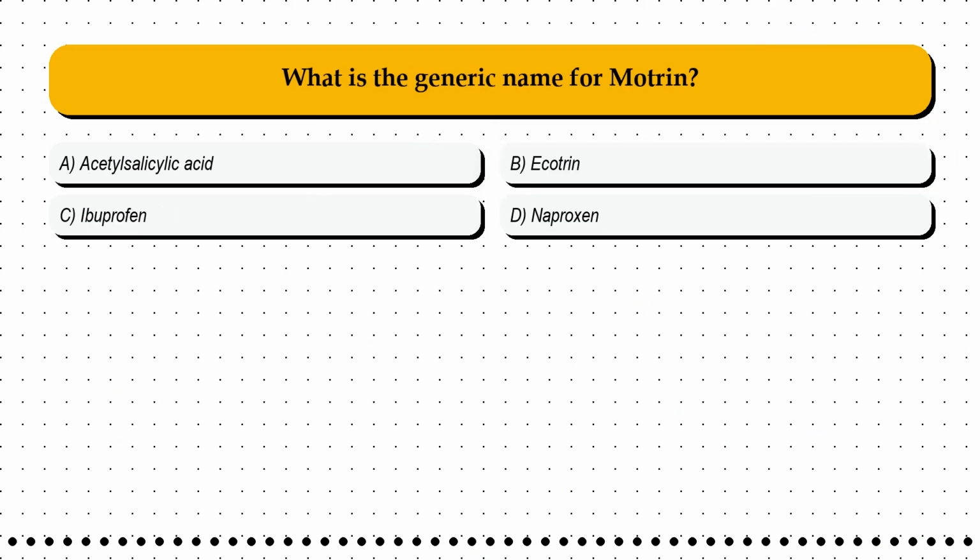Question 298. What is the generic name for Motrin? Option A, acetylsalicylic acid. Option B, Decatrin. Option C, ibuprofen. Option D, naproxen.